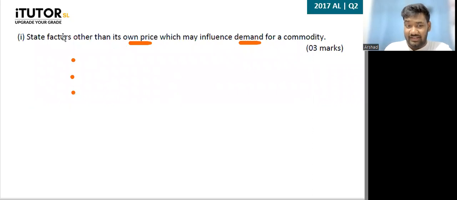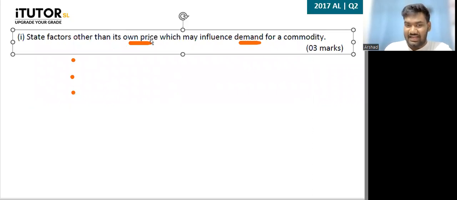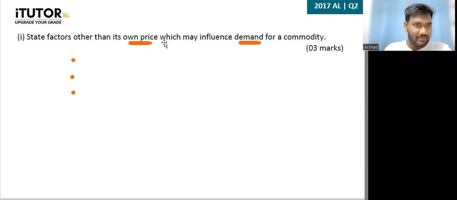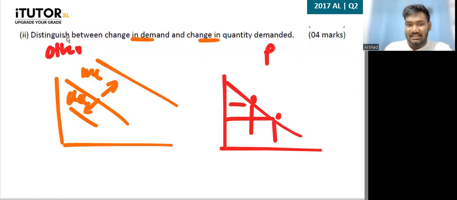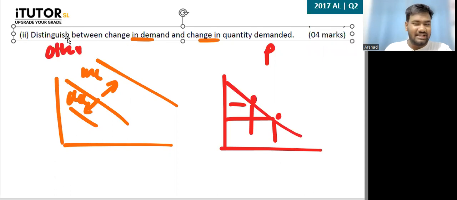Now, do you see in the 2017 paper, how much of this was repeated questions? First question was definitely repeated. 2017 A levels, state factors apart from price that influence the demand. 3 marks there. This question was repeated. Define law of supply. 4 marks there. Total 7 marks. This question also, if I'm not mistaken, was repeated somewhere before. Change in demand and change in quantity demanded. I remember at least in MCQ it was there. Another 4 marks there, 11 marks.